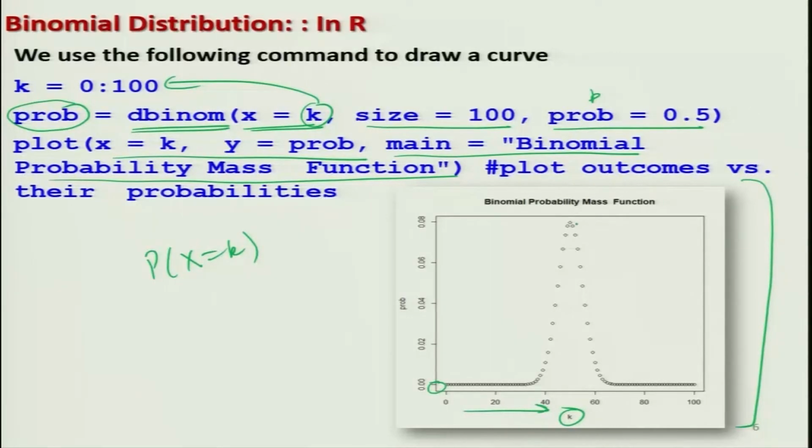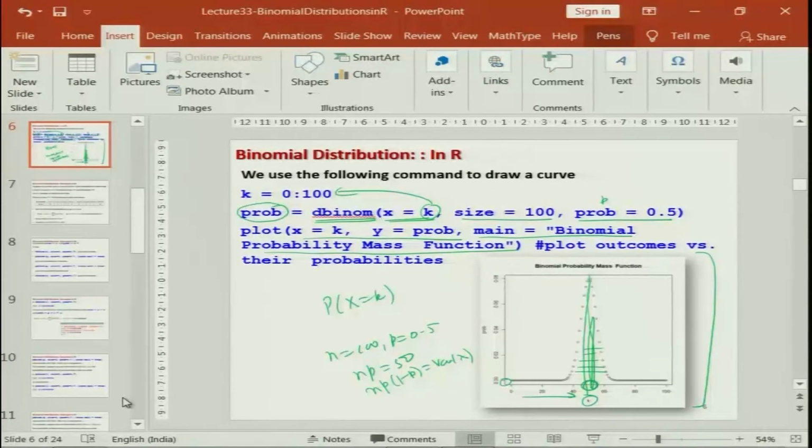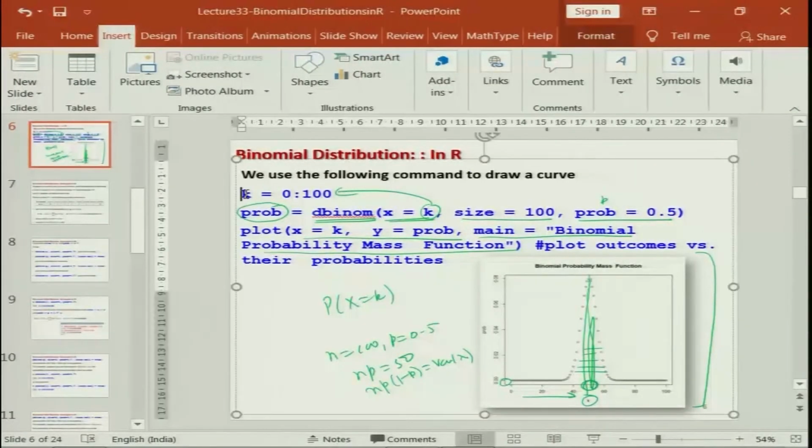You can see that somewhere around here is the average value. Here n is equal to 100 and p is equal to 0.5, so the mean is np, which is close to 50. Around this point the values are concentrated equally on both sides. And there is a variation in these values, which gives you the idea of np into 1 minus p, the variance of x. Now first let me show you this computation on the R console, and then I will move forward.